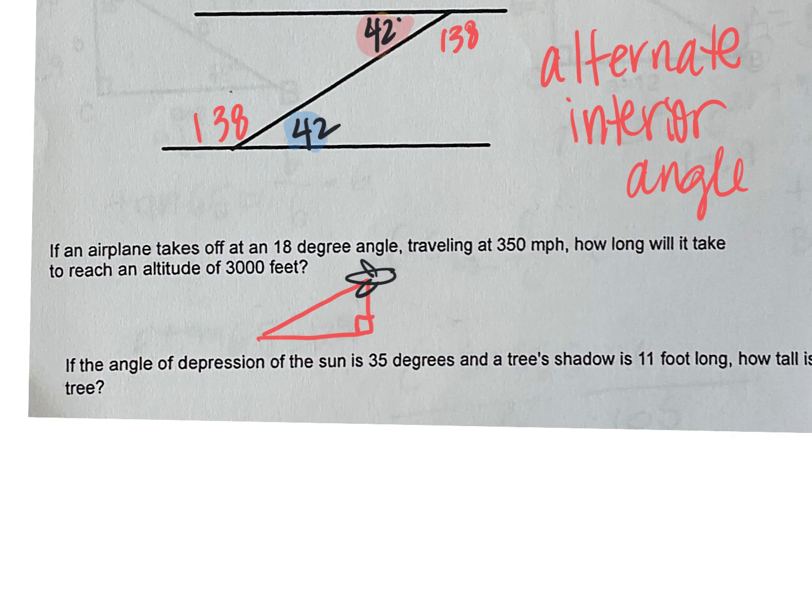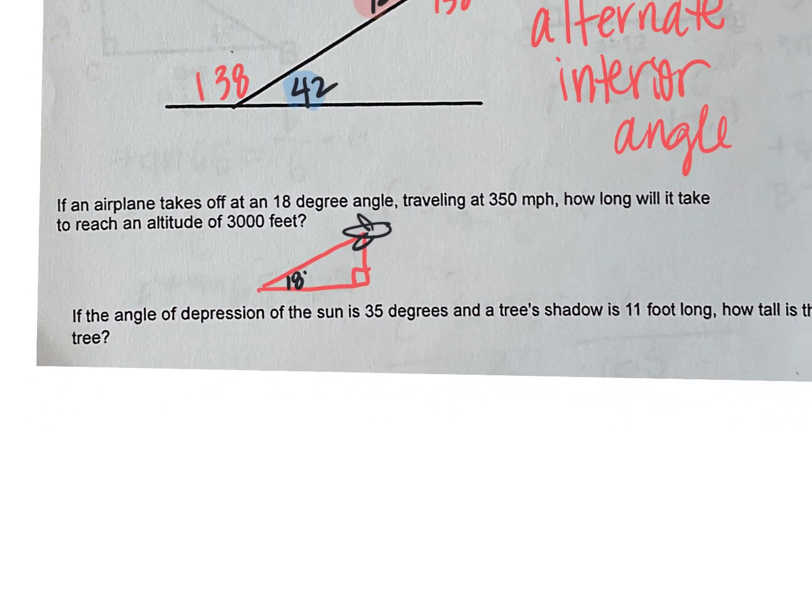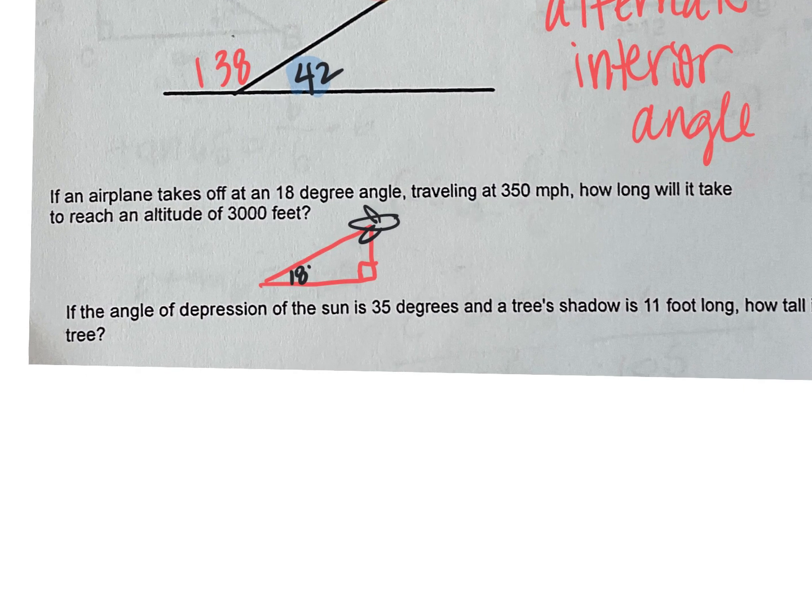Angle A is going to be 18 degrees. And then you need your invisible line. It says traveling 350 miles per hour. How long will it take to reach an altitude of 3,000 degrees? Is altitude going to be side X, Y, or Z? Altitude is how high something is, that vertical height. So good. So I'm going to put a little 3,000 right here.